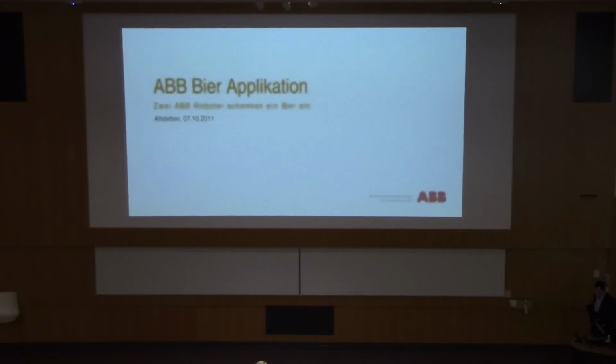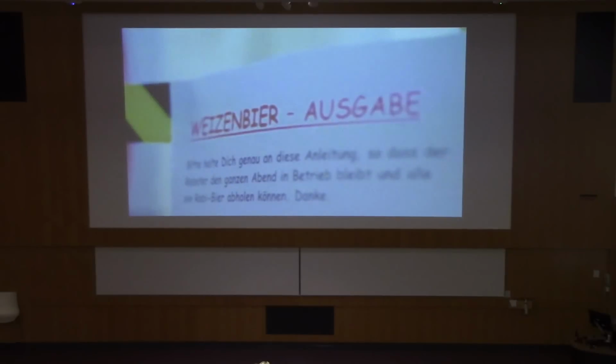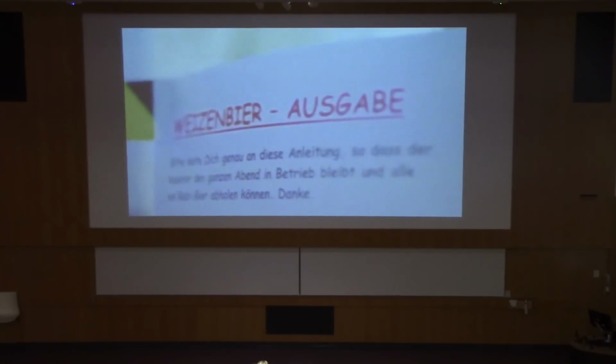Right, so here we go. This is ABB, a German robot manufacturer, okay? They make lots of industrial robots, and they make huge, huge robots. And what that sign says in German is basically, please follow the instructions exactly, otherwise you'll break the robot and we won't get any beer for the evening.